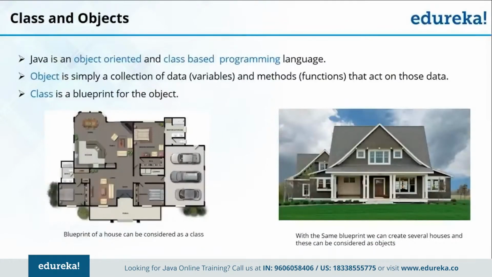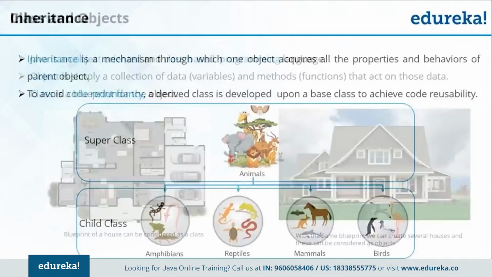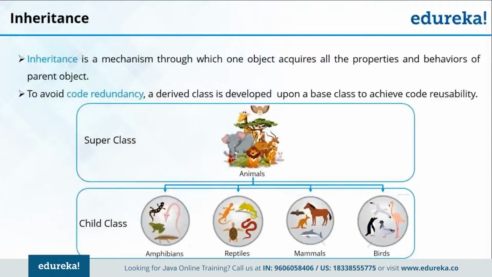Now, to call any programming language an object-oriented programming language, there are mainly 4 concepts that it needs to cover. Now, the first concept that we'll be discussing is inheritance. Basically, inheritance is a mechanism through which one object acquires all the properties from its parent object. So we've already seen this concept actually. I just gave you an example as well.